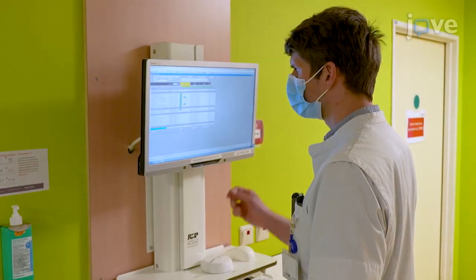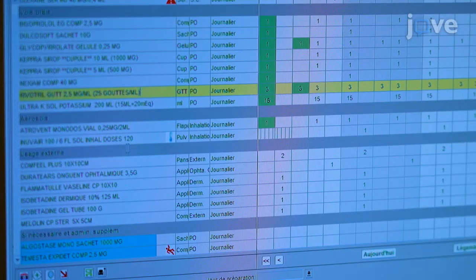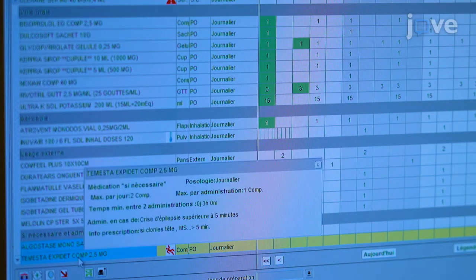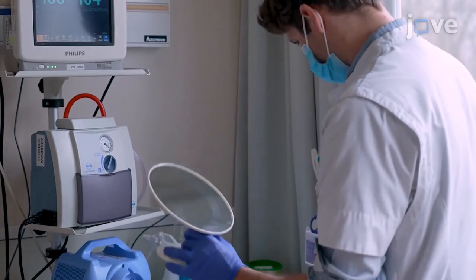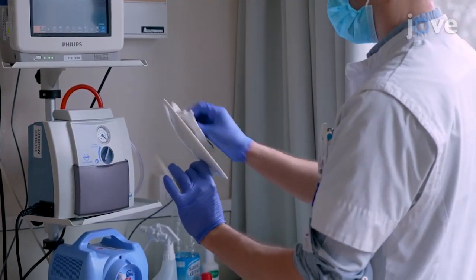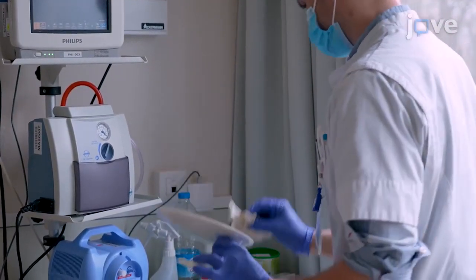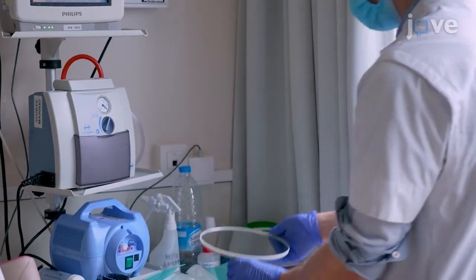Note any recent changes in medication in the patient's current treatment regimen, with particular attention to sedative and psychoactive drugs. Then select a mirror of a minimum recommended 10 by 10 cm size for a square-shaped mirror, or a 10 cm diameter for a round-shaped one.